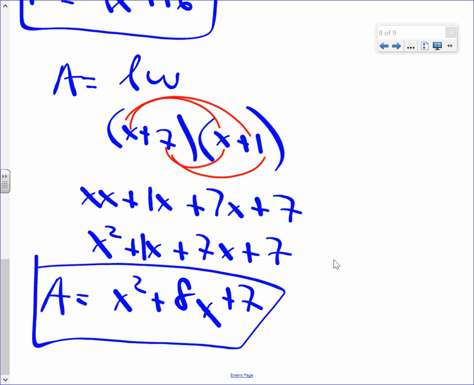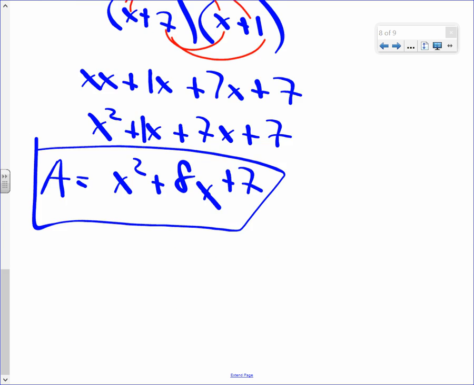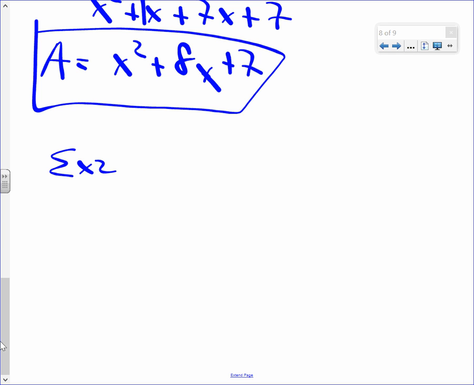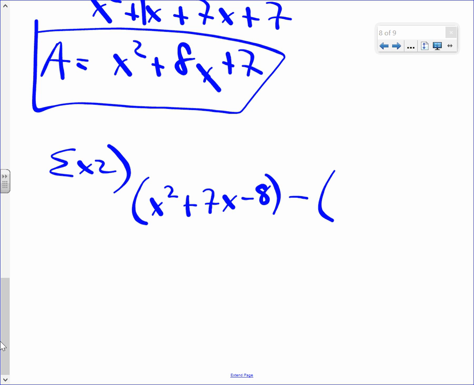Last example. Example 2. Let me throw a trinomial at you. x squared plus 7x minus 8. Watch this now. Minus 6x squared minus 2x minus 3. Just making it up as I go.